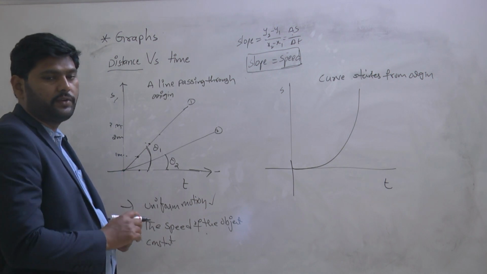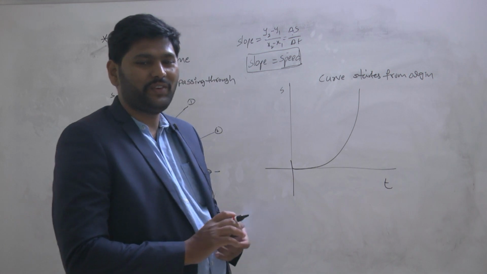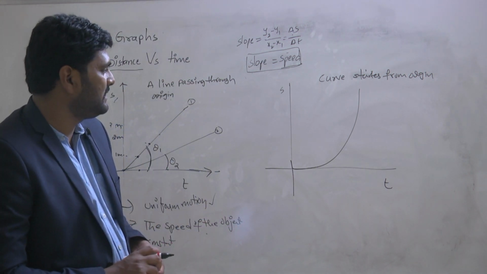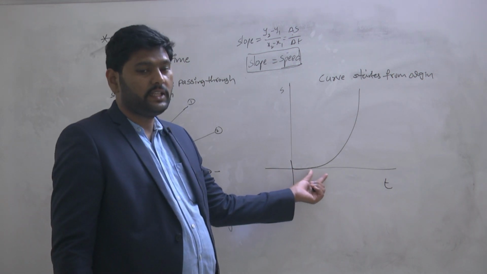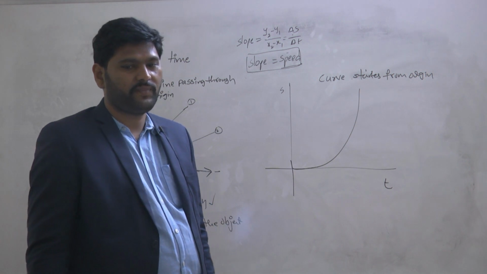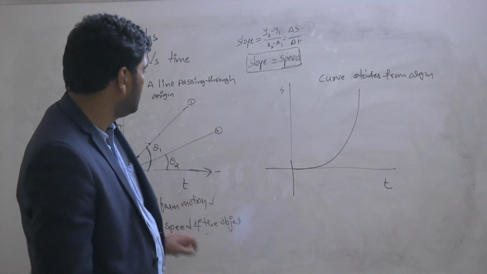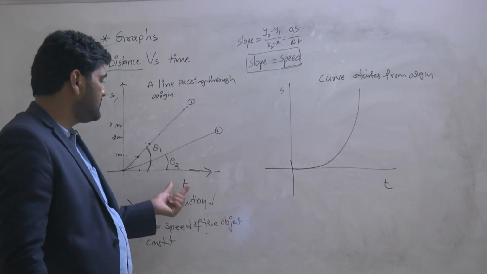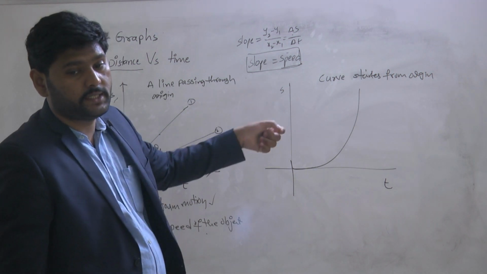Yes, exactly. Very good. How did you get it? Because when it's starting, the speed is very low. It's constantly increasing; the slope is constantly increasing. That means the slope of the graph in the distance versus time graph is indicating that speed increases.